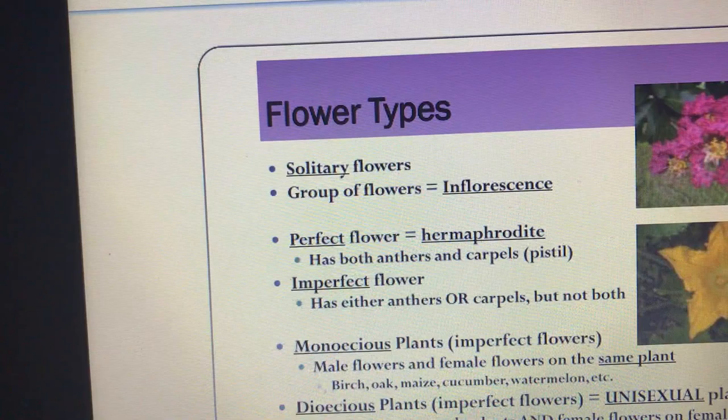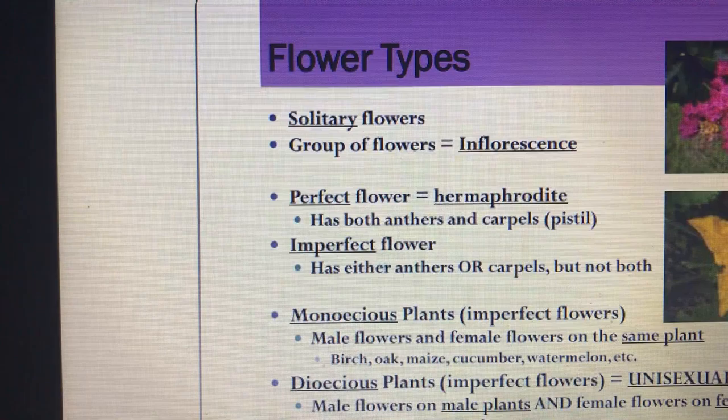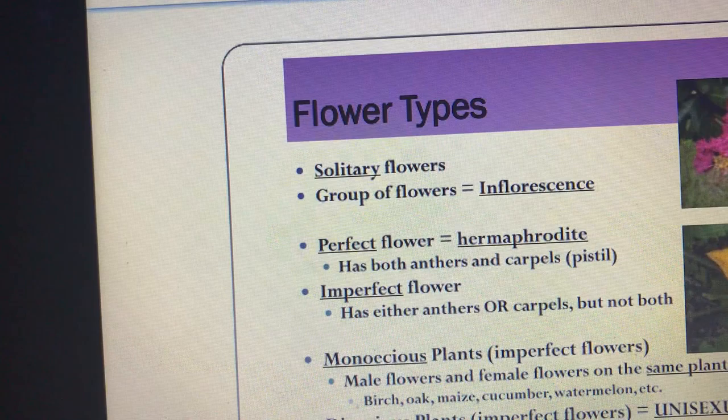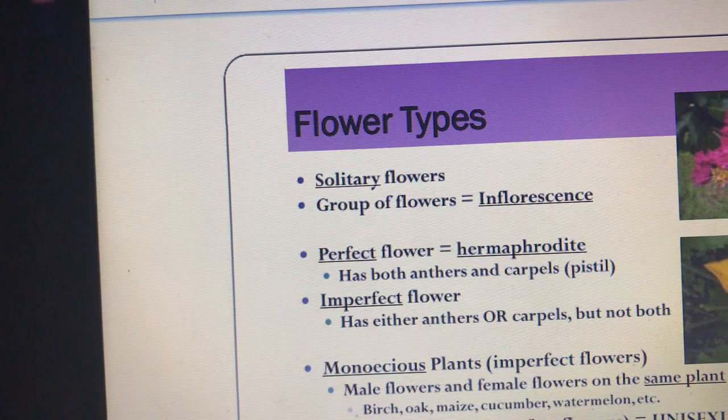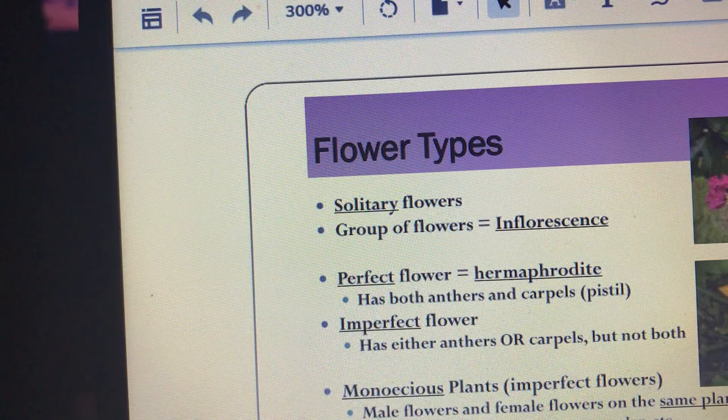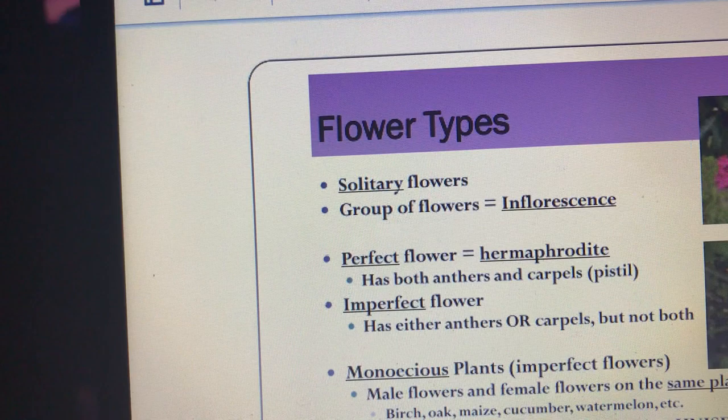Okay, so monoecious plants are imperfect flowers, and dioecious plants are imperfect flowers too. In monoecious plants, we have imperfect flowers, meaning that they have either anthers or carpels, but not both. The male flowers and the female flowers are on the same plant.